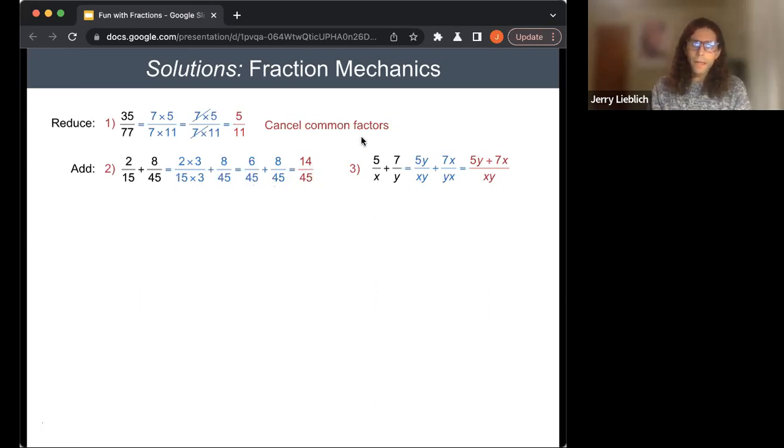Number 3, a little trickier, but it's the same principle. I'm adding fractions, so I need a common denominator. In this case, that common denominator is going to be xy. So I multiply this by y over y. I multiply this by x over x. These now have the same denominator, so I can add them together.